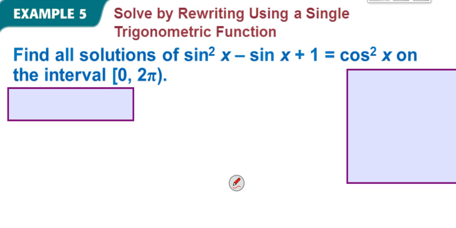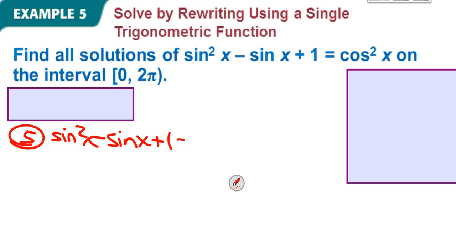And so here's our first one, and this is number 5, and this is sine squared x minus sine x plus 1 equals cosine squared x. And we're doing this on the interval from 0 to 2 pi.